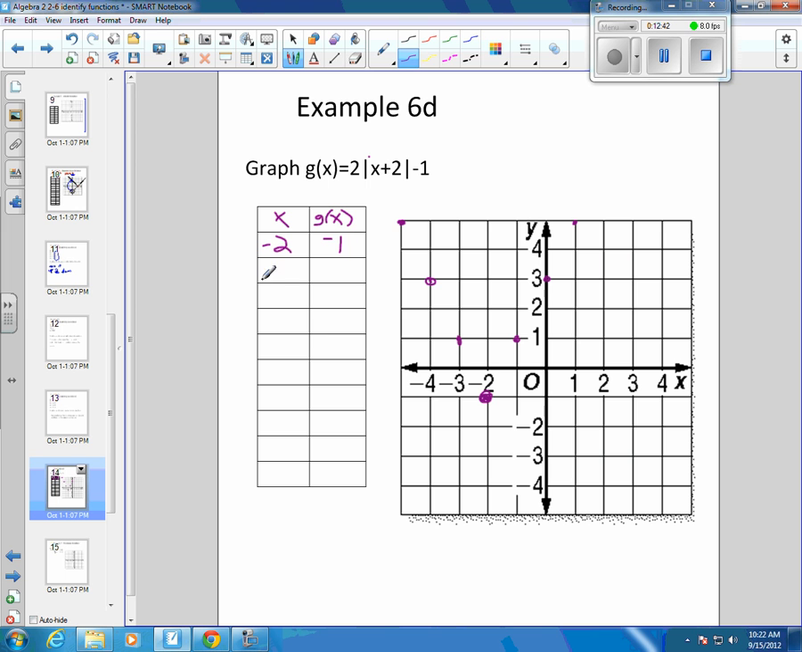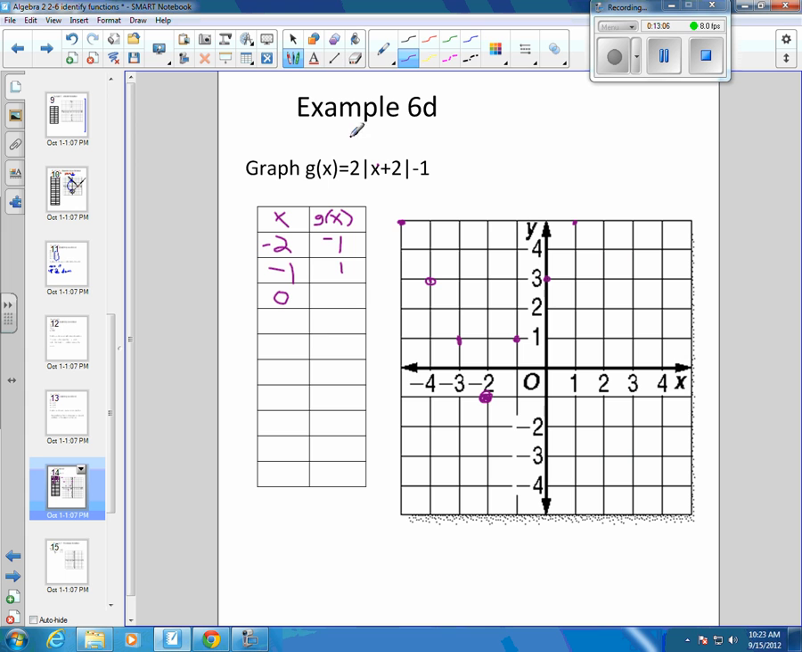Okay, so let's try another one at negative 1. Negative 1 plus 2, that's a 1. Okay, so 1 times 2, that's 2, and 2 minus 1 is 1. So we think that negative 1 should be 1. Negative 1, 1, that's what we get. So now we're at 0. Let's try 0.